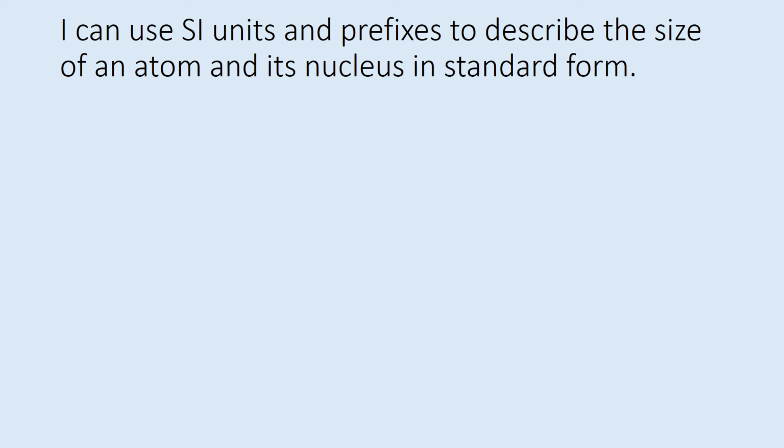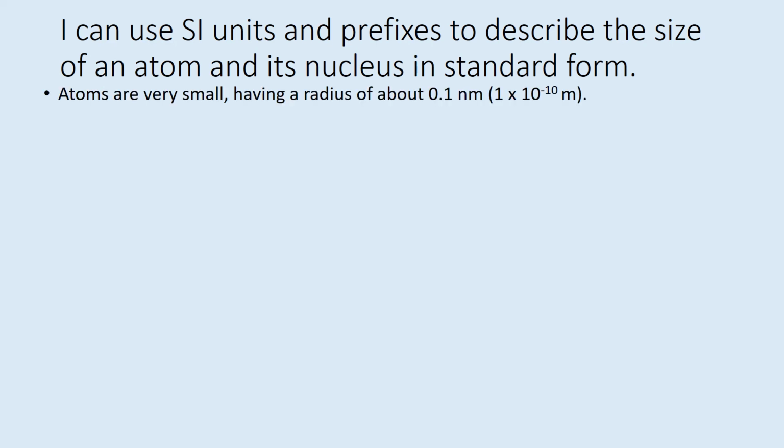It says I can use SI units and prefixes to describe the size of an atom and its nucleus in standard form. So this is essentially a bit of a maths situation. So I'm going to run through some bits and pieces here and see how we get on. Right, first of all, hopefully you appreciate that atoms are very small, and in terms of actually quantifying what that means, it says they have a radius of about 0.1 nm.